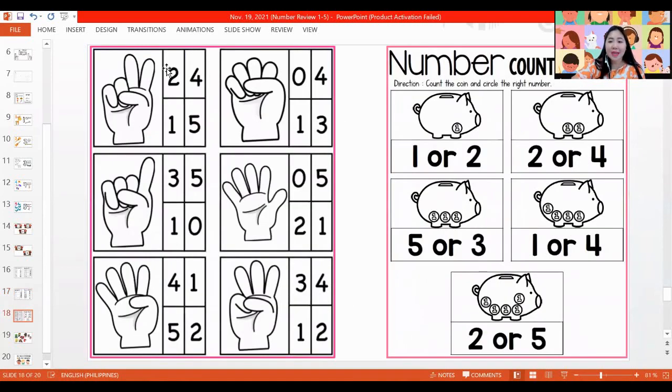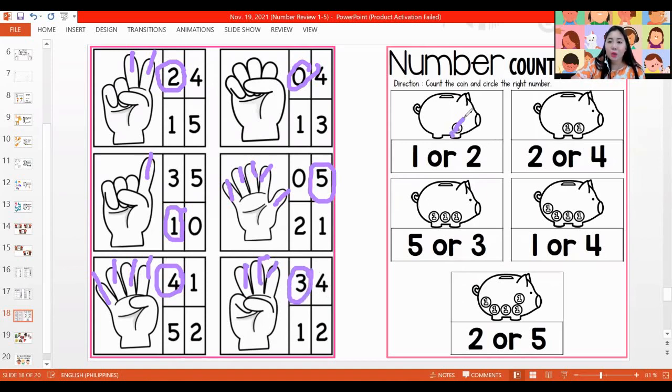So we will just be counting how many fingers up, and then we will encircle the correct number. One, two. Let's draw a circle to number two. No fingers up. That is zero. Next one, one finger up, that shows one. One, two, three, four, five. Five fingers up will show number five. One, two, three, four. Four fingers up, show the number four. One, two, three. Three fingers up will show the number three.